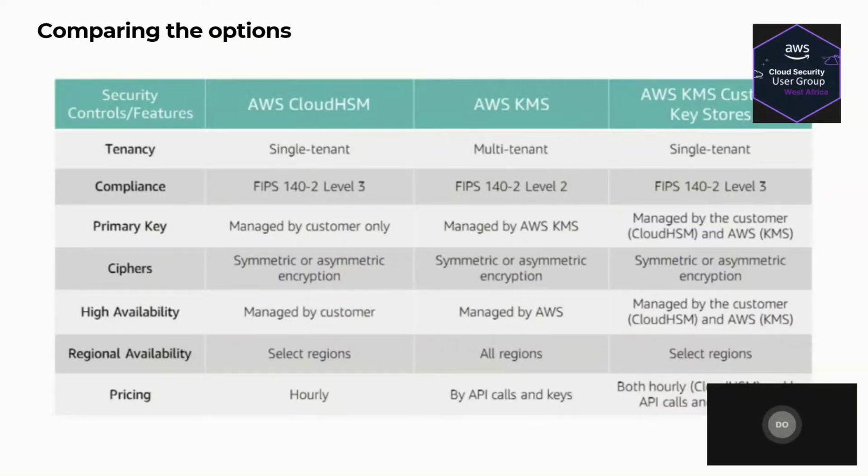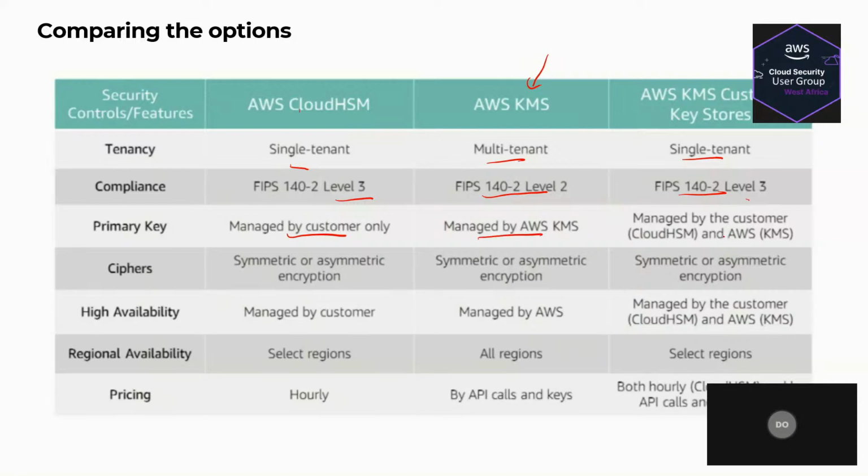In terms of tenancy, KMS is multi-tenant. CloudHSM, and if you're integrating it with KMS, that's single tenant. In terms of compliance level, KMS key store is FIPS level 2. CloudHSM, and because you're using CloudHSM with custom key stores, that is FIPS level 3. The primary key, the CMK, is managed by the customer only in CloudHSM. In KMS, that's managed by KMS.